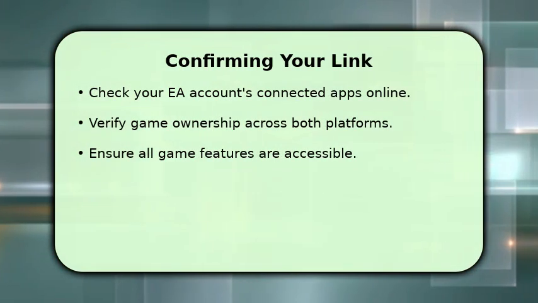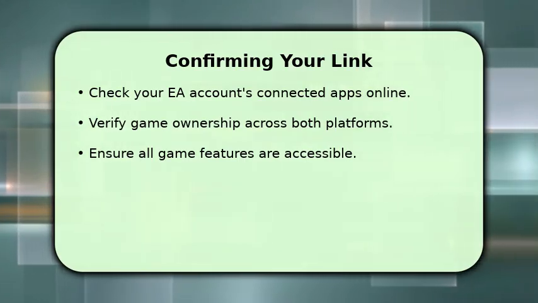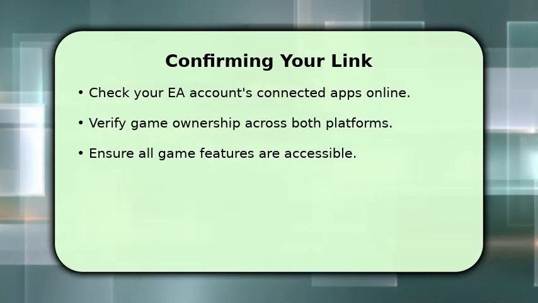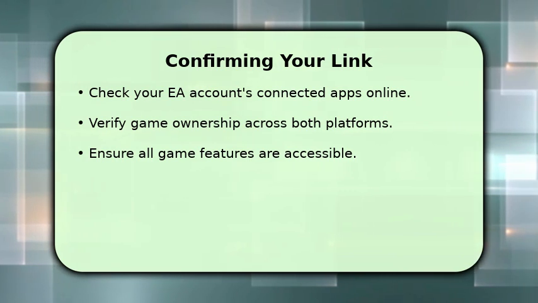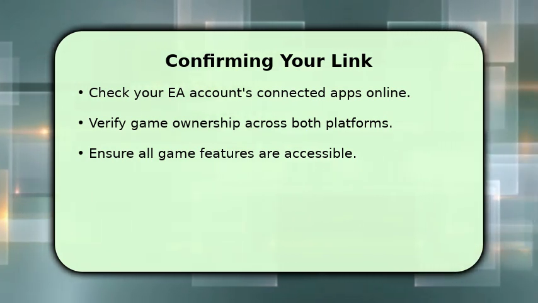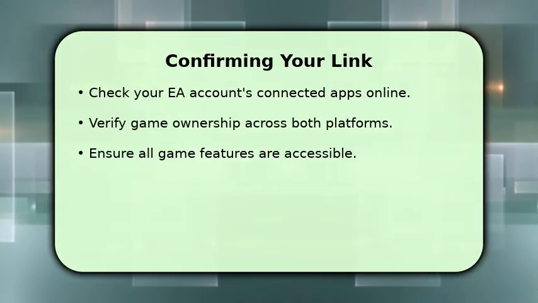Once you've linked your accounts, you can verify the connection. Visit the EA website, sign into your EA account, and navigate to your account settings. Look for the Connections or Connected Accounts section. Here, you should see Steam listed as a linked platform. This confirms that your accounts are successfully connected, allowing you to enjoy your games and features.